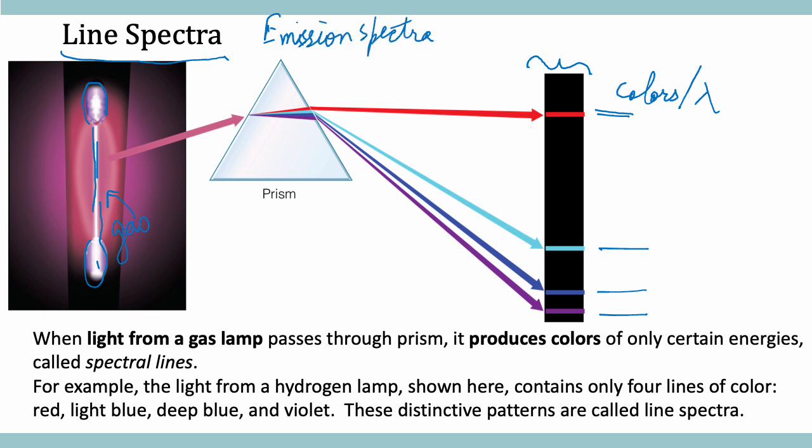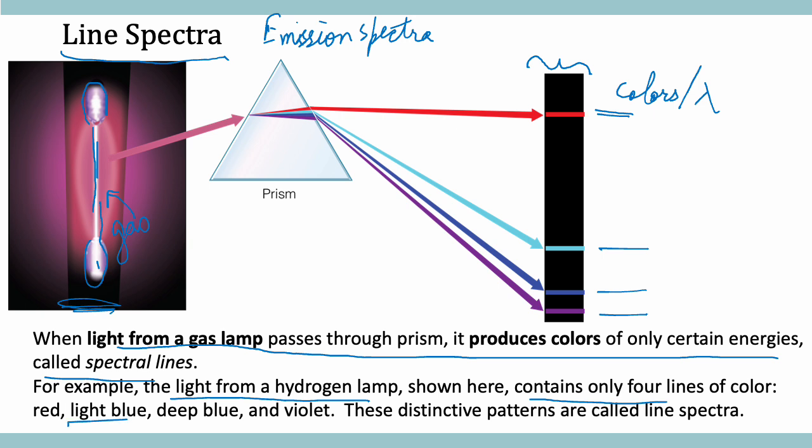So for example, this gas that you see here is a hydrogen lamp. When light from a gas lamp passes through the prism, it produces colors of certain energies called spectral lines. For example, light from a hydrogen lamp contains only 4 lines of colors: red, blue, deep blue and violet. These patterns are distinctive and are called line spectra. They are very distinct from each other, and these spectra are very unique to different elements. So every element has its own unique line spectra.